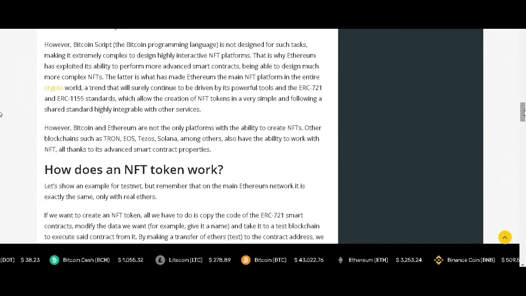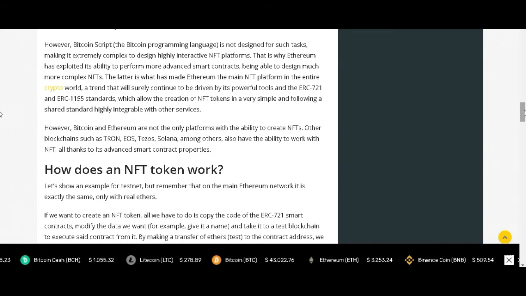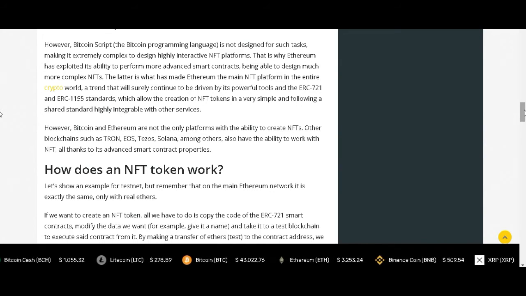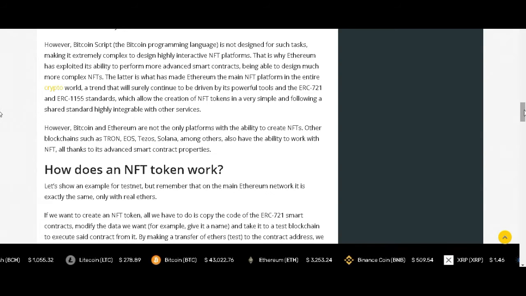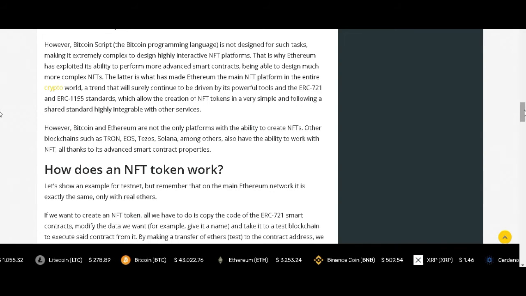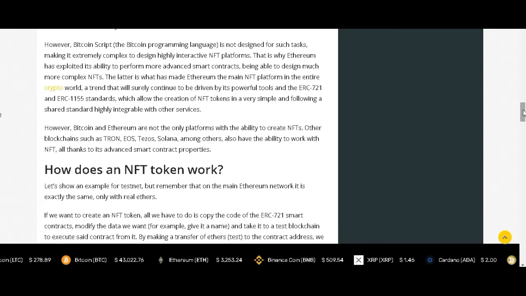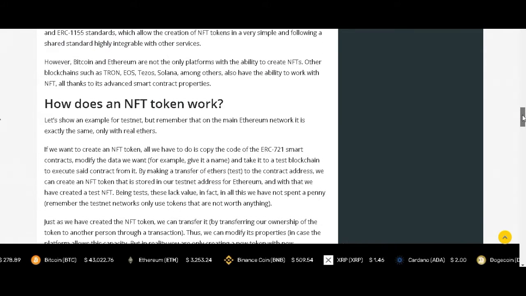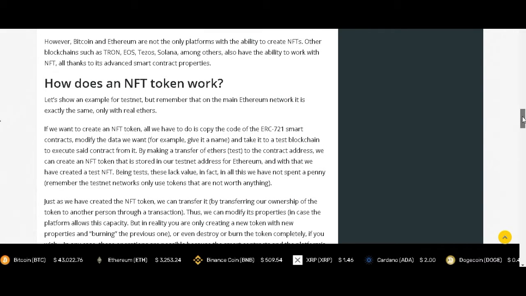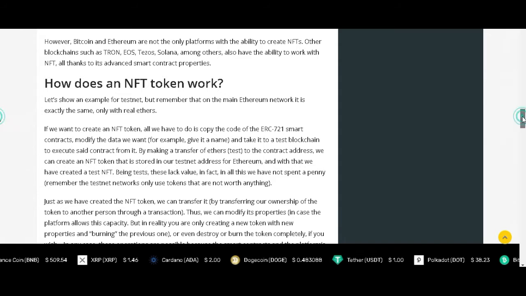However, Bitcoin and Ethereum are not the only platforms with the ability to create NFTs. Other blockchains such as Tron, EOS, Tezos, Solana, among others, also have the ability to work with NFTs, all thanks to their advanced smart contract properties. How does an NFT token work?